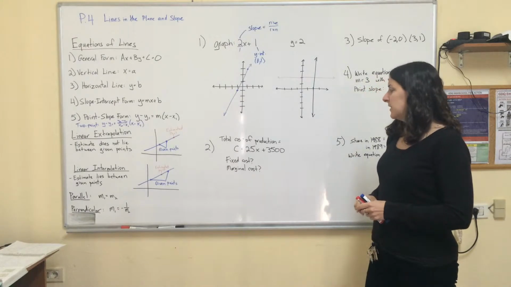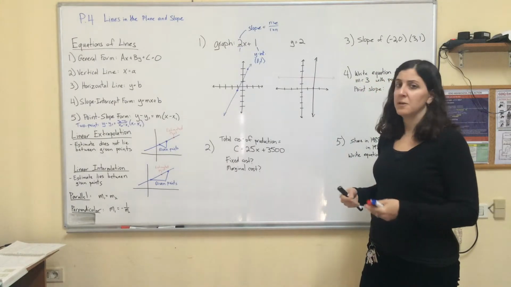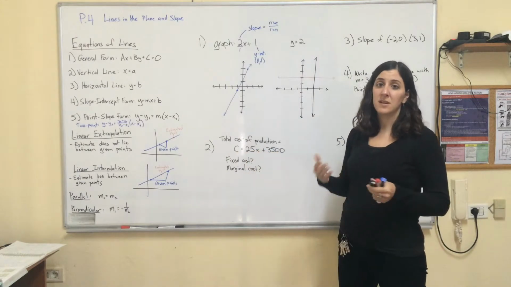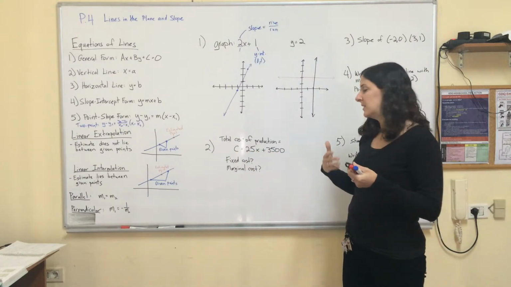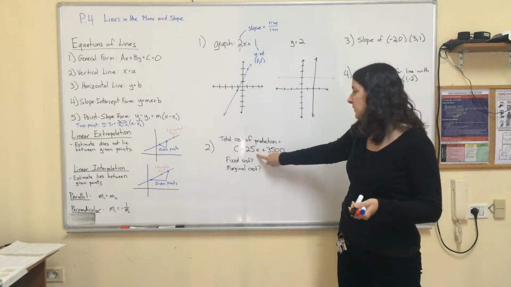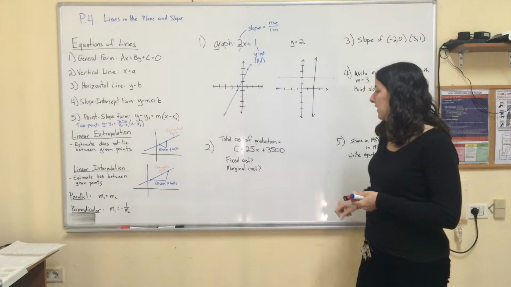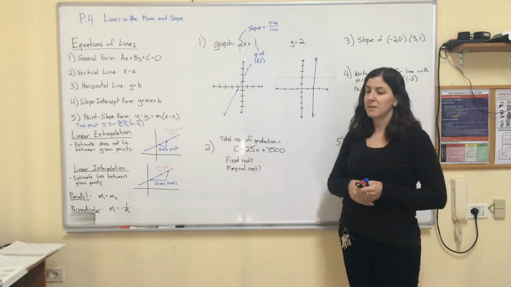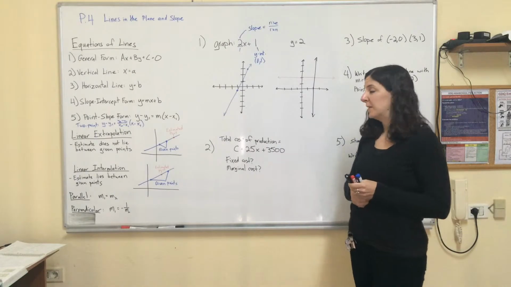They give you an equation. They say the total cost of production, so producing something: C is the cost, and x is how many units we're actually making, how many pieces or whatever. C equals 25x, so 25 times the number of items we're producing, plus 3,500. And they want to know what's the fixed cost and what is the marginal cost. You might think, I'm not sure what that is.